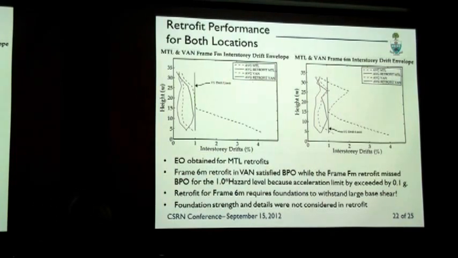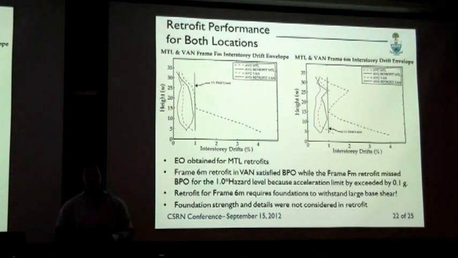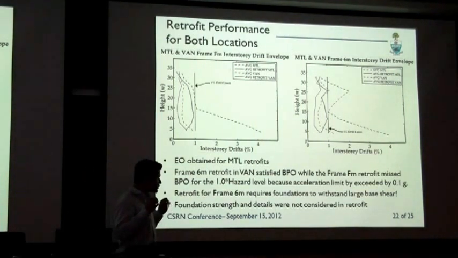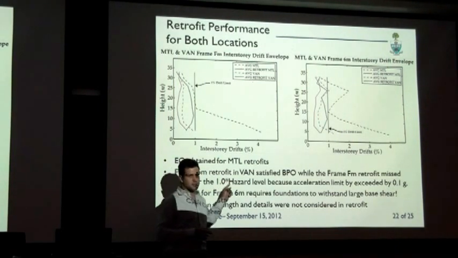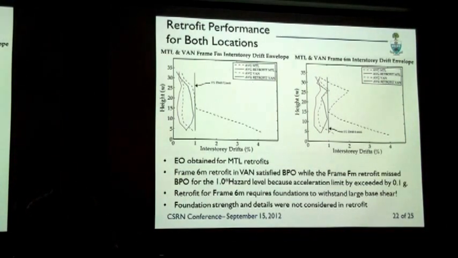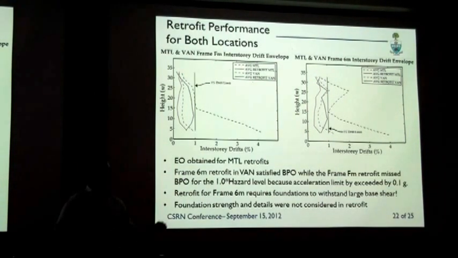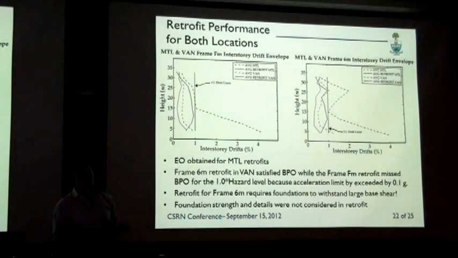So in fact, the enhanced objectives were obtained for Montreal after doing the 3-level of hazard nonlinear time history analysis. And in Vancouver, we were extremely close to satisfying the base performance objective. We surpassed the acceleration limit by 0.1 g in 1 story in frame FM, but we're going to say we hit it. Those two figures are for 1.5 times a 2% in 50-year hazard level.